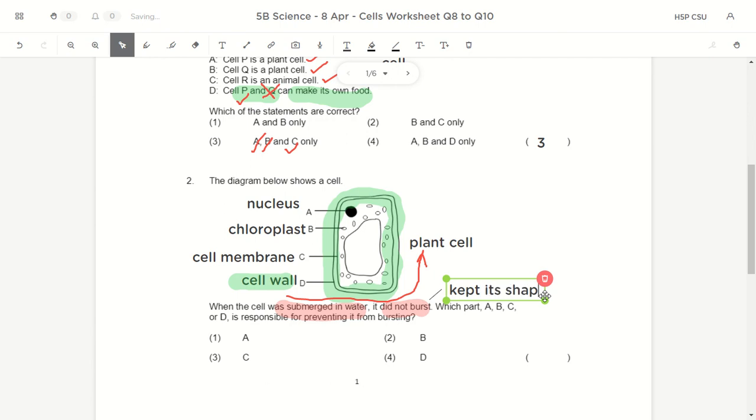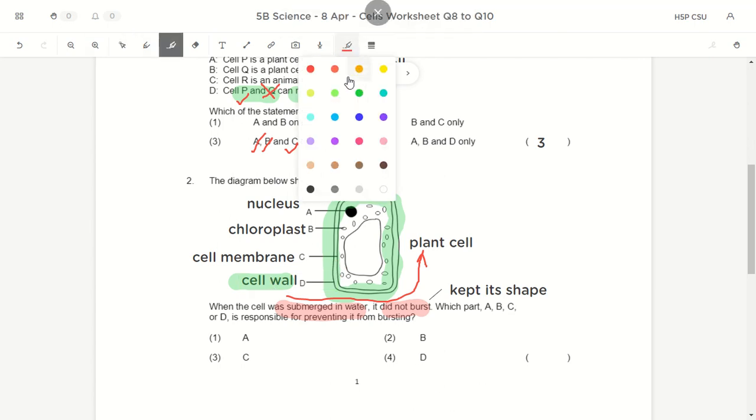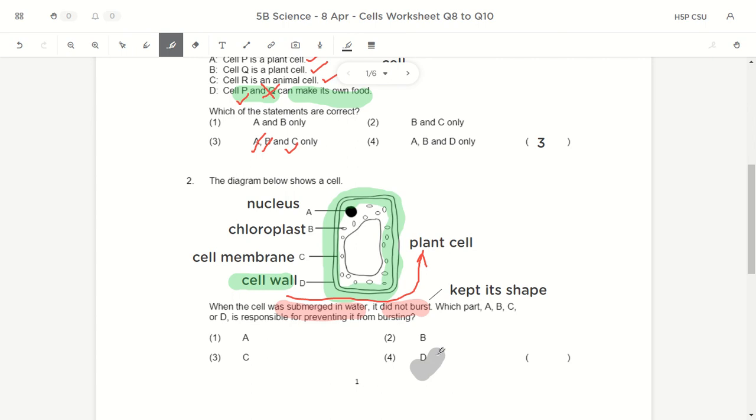So what does the cell have to make sure it can keep its shape? Is it the nucleus? No, the nucleus contains genetic information for reproduction. Chloroplast is to make food, cell membrane is to control the substances going in and out of the cell. It is actually the cell wall, okay, which is actually part D. Right? So it is actually part D. Let's use a pen. It's actually part D. So the answer is 4.